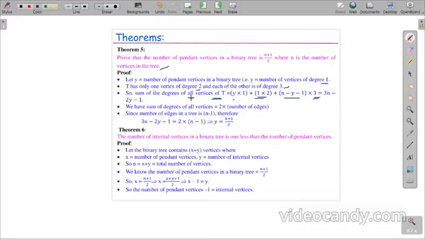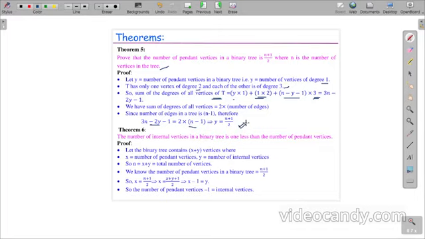After that, by the handshaking theorem we know that the sum of the degrees of all vertices equals 2 into the number of edges. So this is the sum of the degrees of all vertices, and 2 into the number of edges. If a tree has n vertices, the number of edges will be n minus 1. So this is 2 into n minus 1. So y equals n plus 1 by 2.